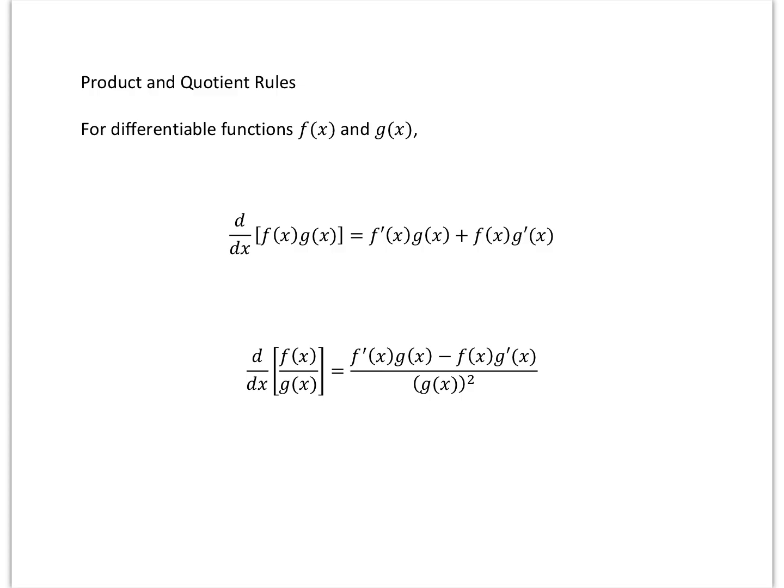You can do a very similar derivation to find the derivative of f over g. I'm not going to go through it in the video, but I think it would be a valuable exercise if you are interested. You can try to mimic what we did in the product rule derivation, but you will come out with f prime g minus f g prime all over g squared.